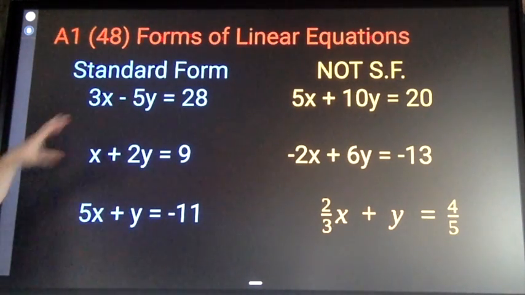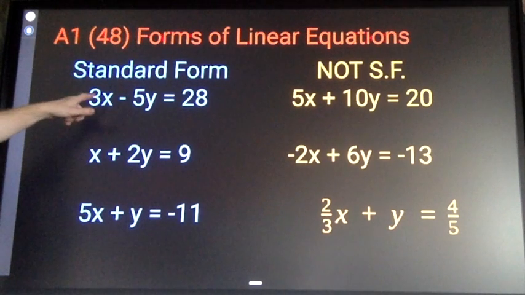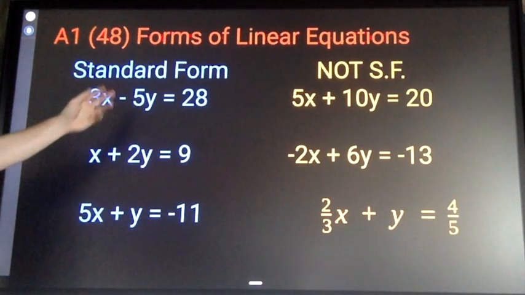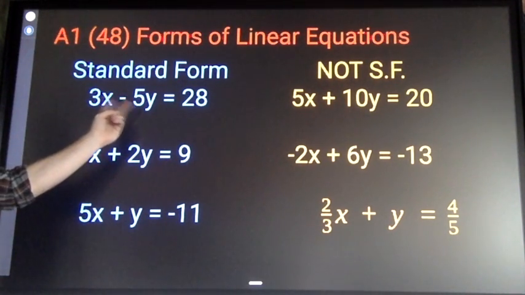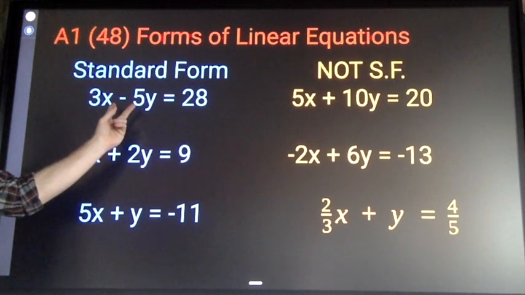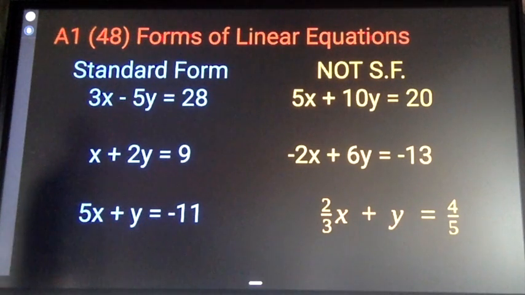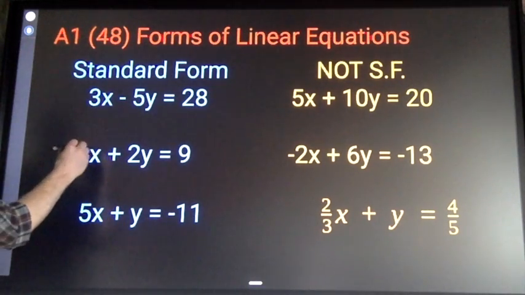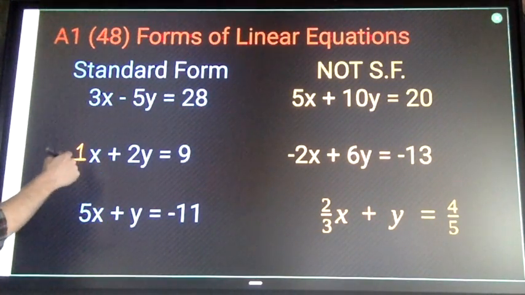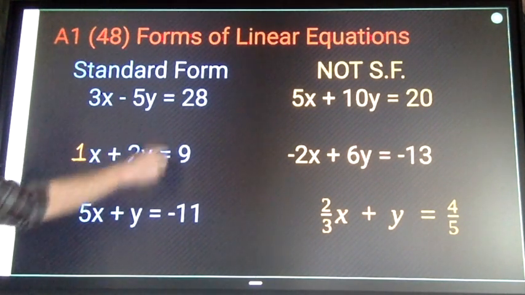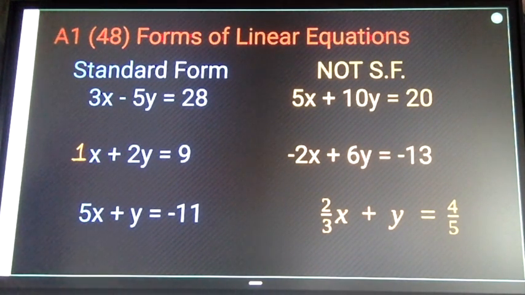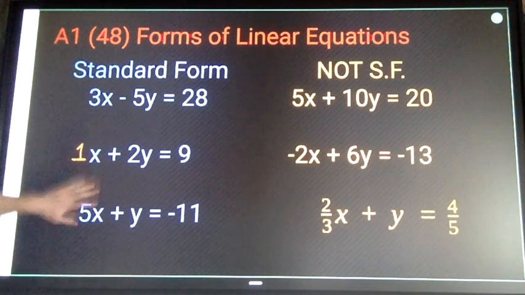But let's talk about this one first. ax, so a is 3, by, b is -5, equals c, 28. Okay, that's how that works. All right, in this one, a is understood to be 1, b is 2, c is 9. All right, that's what standard form looks like.